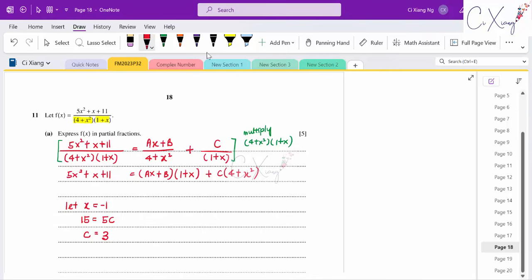Okay, then the next value I want to refer to is this one. The x, I want to make the a disappear. To make the a disappear, I will want to make the x become 0. So I will let x equals to 0.